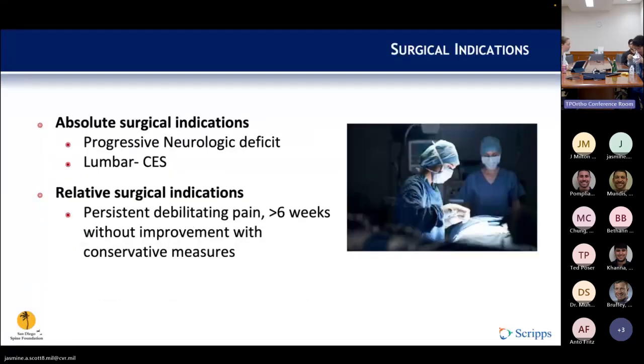All right, so when do we definitely do surgery in these? The list of absolute surgical indications isn't very long. So that's progressive worsening neurologic deficit, and then lumbar cauda equina syndrome. I think in general, what I've seen is that if someone's having persistent debilitating pain greater than 6 weeks without improvement, then generally they are offered surgery. And obviously, patient decision-making is very large in this.